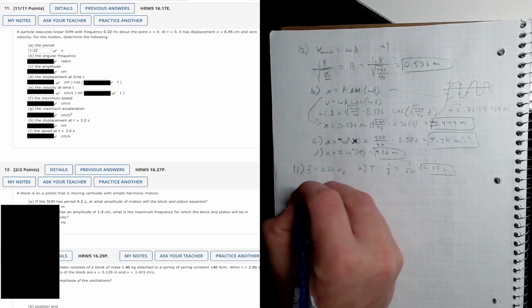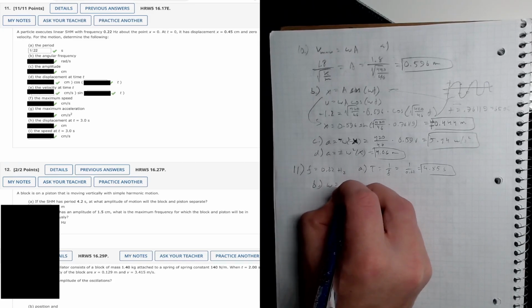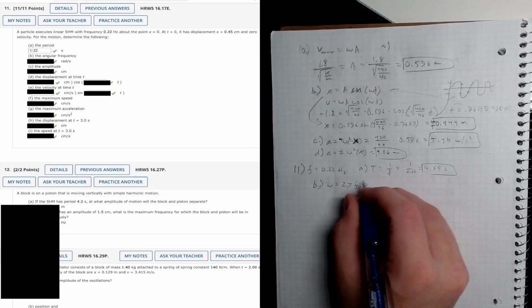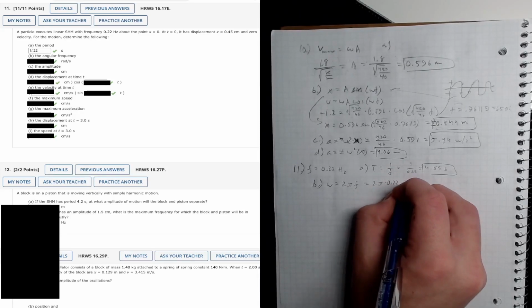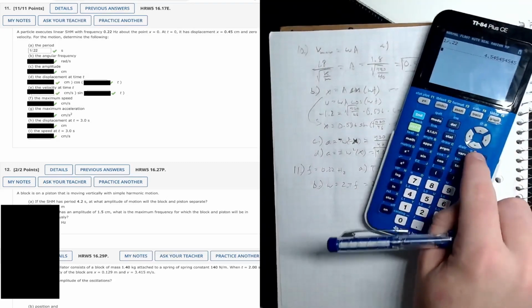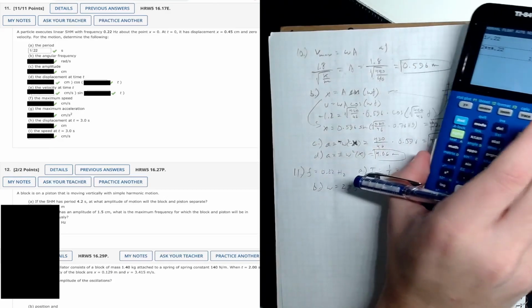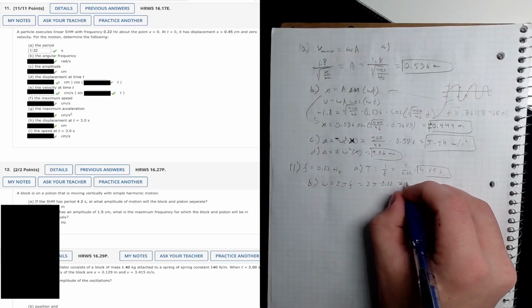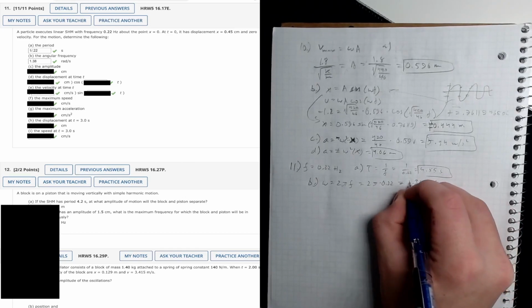Angular frequency, in this case, is going to be w equals 2 pi f, so it's 2 times pi times 0.22 hertz, which equals 1.38 radians per second.